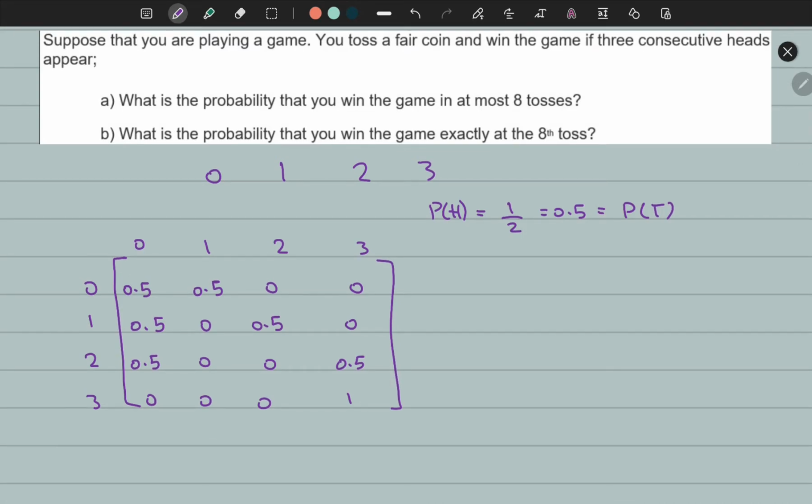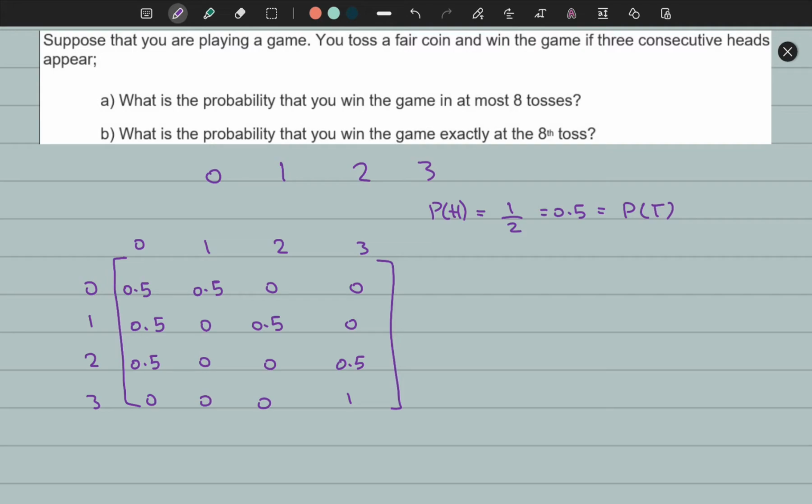If we are at 0, we just started the game. We go to 0, which means we toss the coin and it comes as tails, with 0.5 probability. And we go to 1 with 0.5 if it is heads. Now, if we are at 1, if we toss a head, we go to 2. If we toss a tail, we go to 0. If we are at 2, if we toss a head, we go to 3. If we toss a tail, we go back to 0.